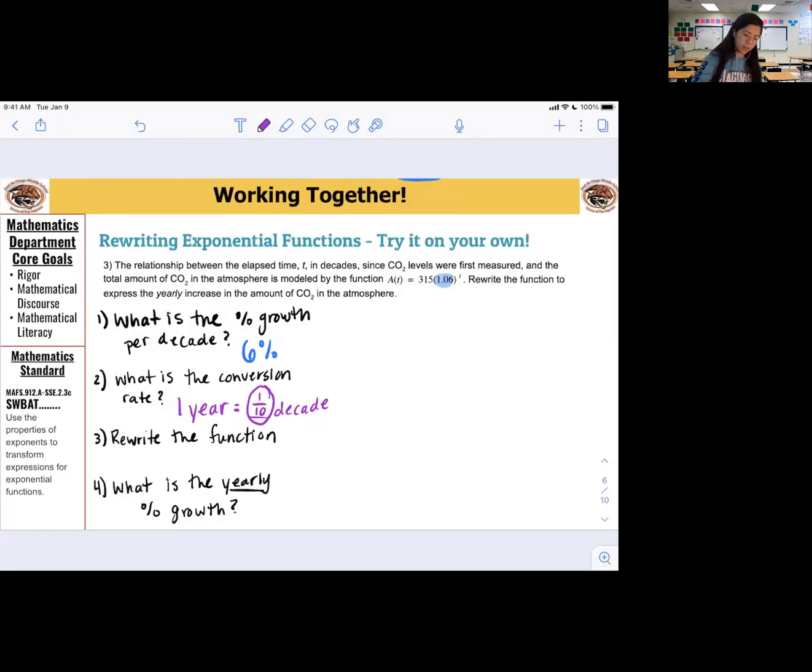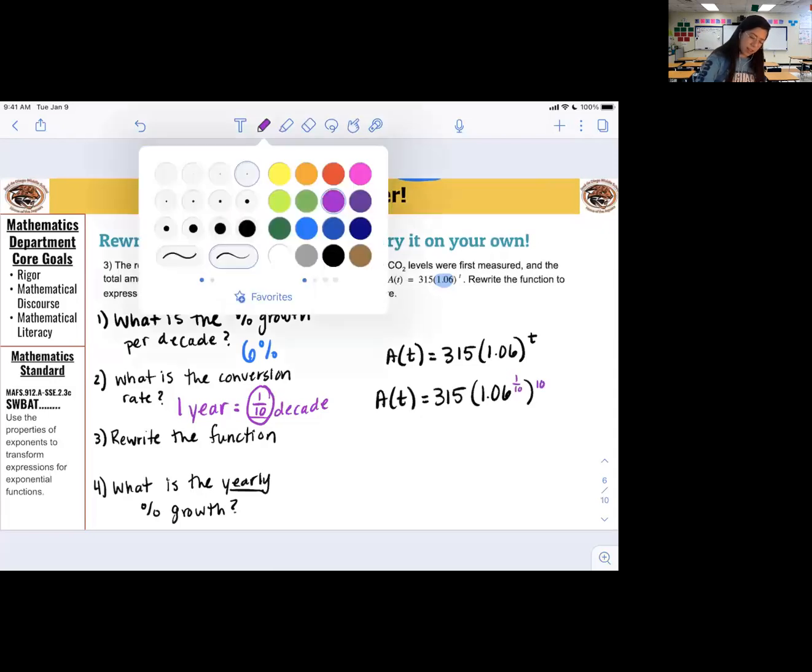Here we go. Let's go ahead and rewrite our function. Okay, so I start by plugging in my fraction on the inside, 1/10. What goes on the outside? 10. Okay, 10, good. 10 and then t.